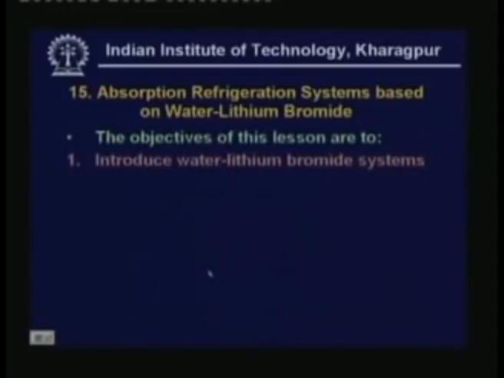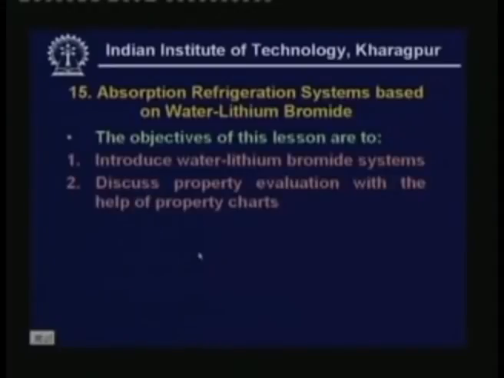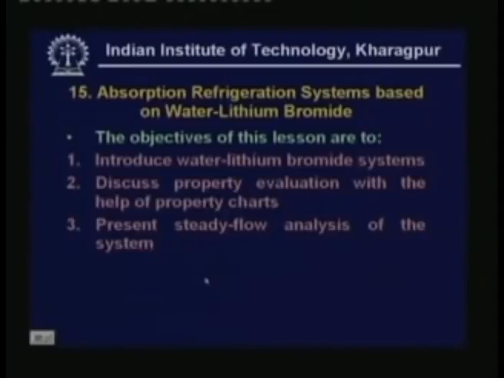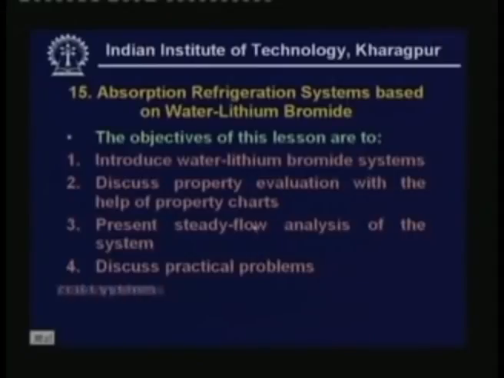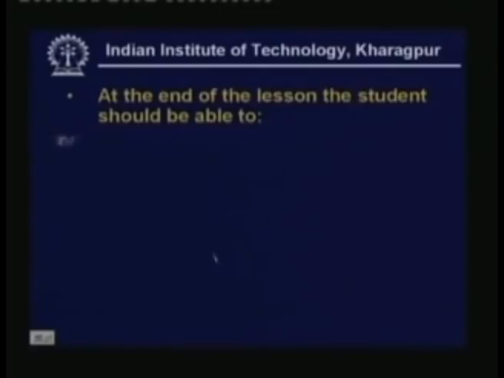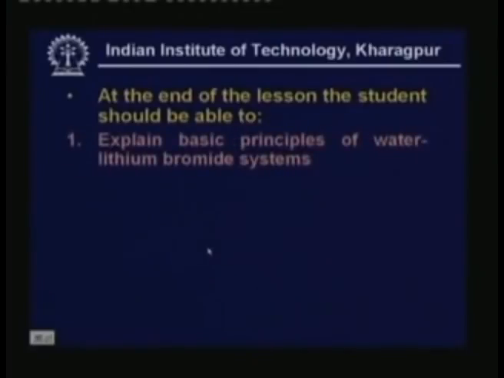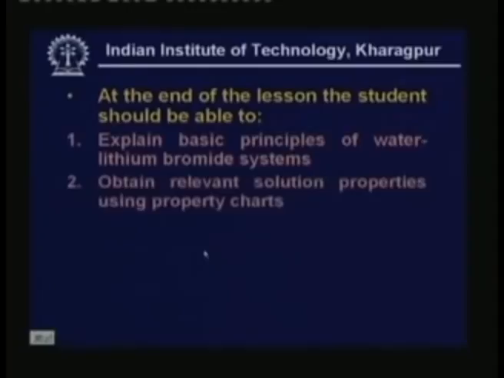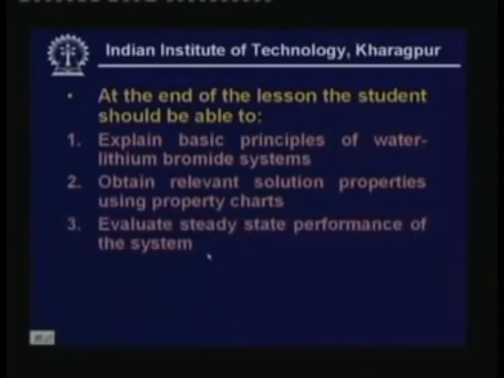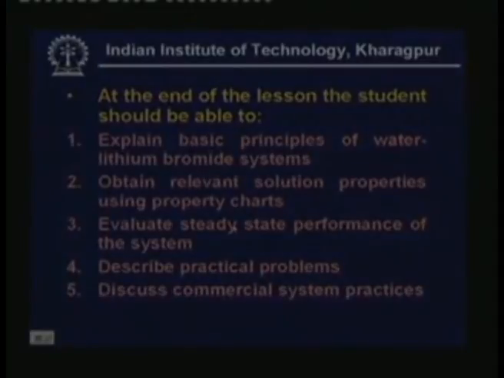introduce water lithium bromide systems, discuss property evaluation with the help of property charts, present steady flow analysis of the system, discuss typical problems associated with this system, and finally describe commercial systems. At the end of this lesson you should be able to explain basic principles of water lithium bromide systems, obtain relevant solution properties using property charts, evaluate steady state performance of the system, describe practical problems, and discuss commercial system practices.